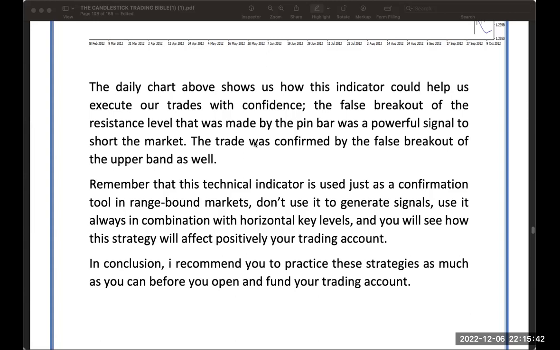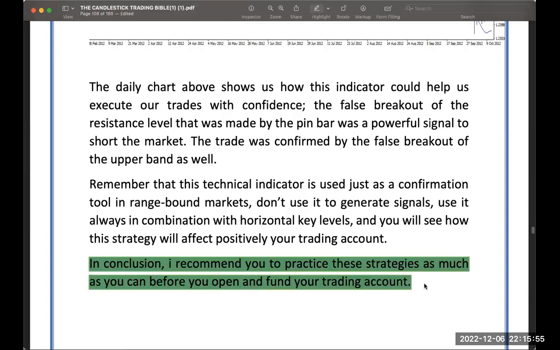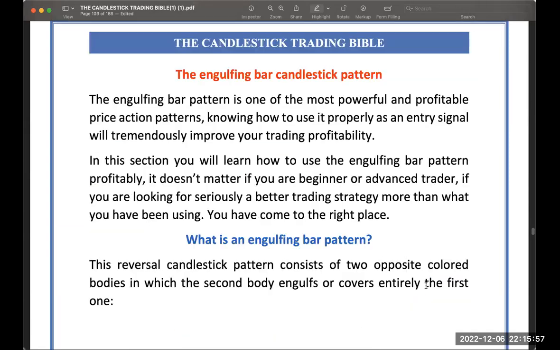trading account. In conclusion, I recommend you practice these strategies as much as you can before you open and fund your trading account. Again, practice makes perfect. You need to put in as much screen time as you can.